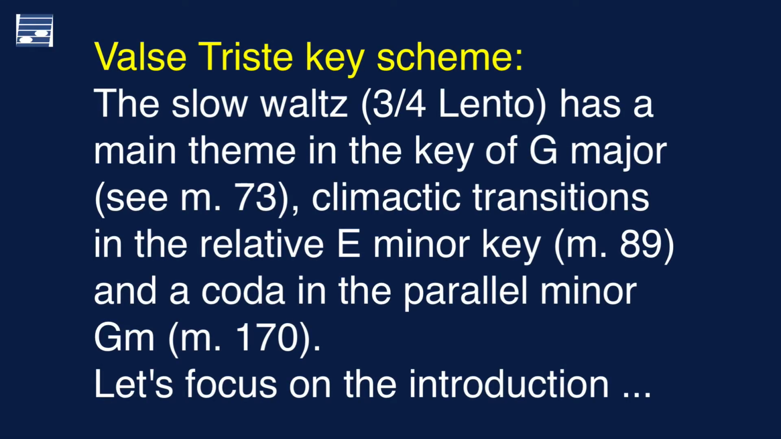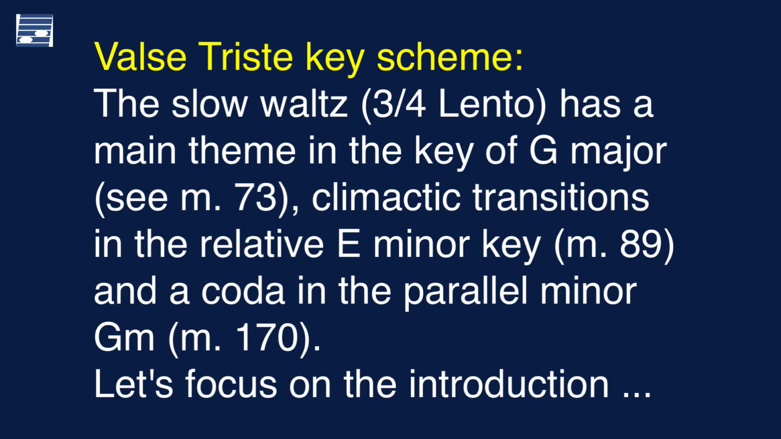The Valse Triste by Sibelius is 202 measures long. It is a slow waltz with a key area around the main theme, which is in G major. There are sections with transitory character in the closely related E minor key. The coda moves to the parallel G minor key.